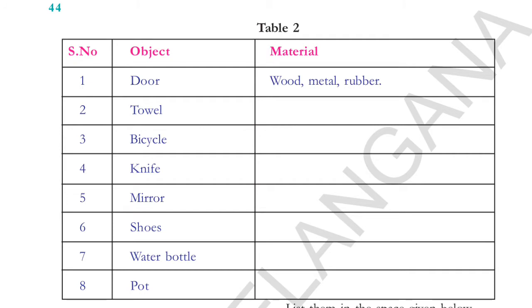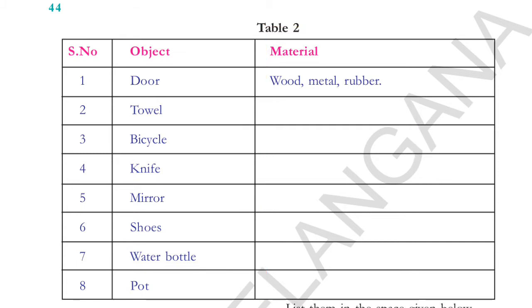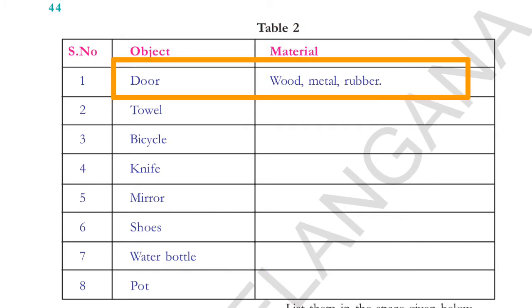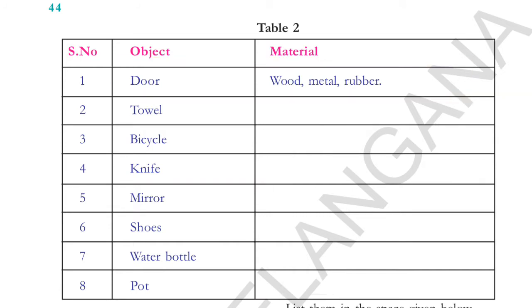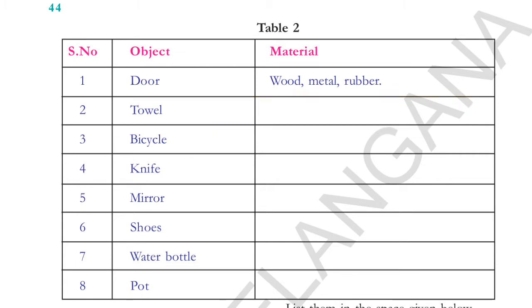Okay, first example is given, you can see there, door. Door is made up of wood, metal, rubber, etc. You know, doors are made using this type of material, students. Next, you can see there, a towel. A towel is made up of what? Cotton or a polyester cloth. You know, it's a cloth material. Cloth, that may be cotton, that may be polyester, that may be other materials.